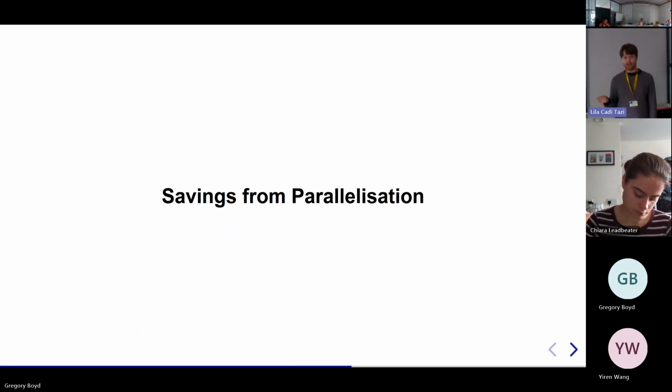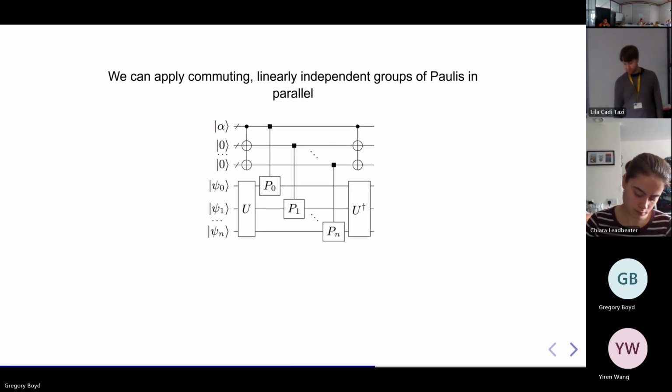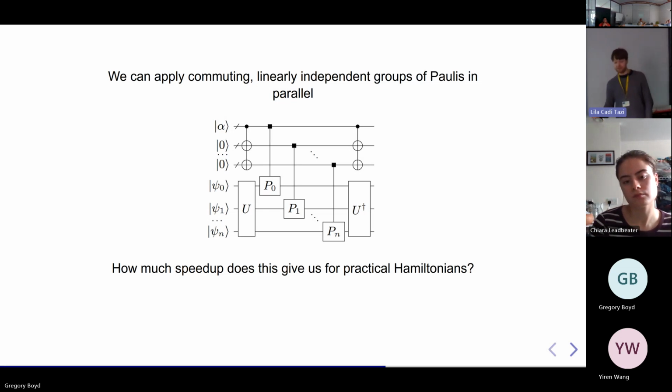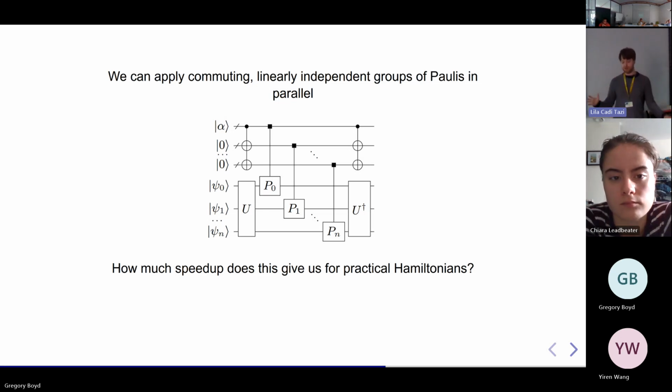So how much do we actually save when we try to parallelize these elements? Yeah, so we can apply linearly independent groups in parallel with a logarithmic factor increase in qubits. How much speed up does this actually give us for Hamiltonians? If I actually were to run some code that takes a Hamiltonian and partitions it into these sets, how well would it do?